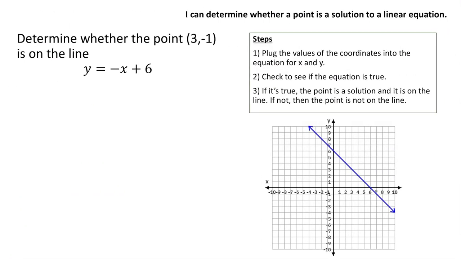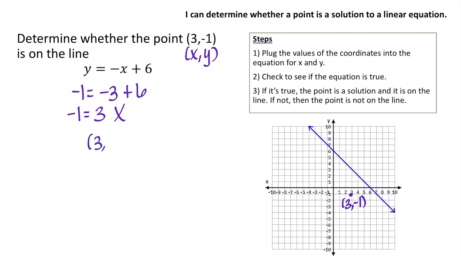Now let's determine whether the point (3, -1) is on the line. Let's find the point (3, -1), and you can see that it's out here, so it should not be on our line. Let's verify this algebraically. I'm going to label this point (x, y). When I plug it in, I get -1 = -3 + 6. This is telling me that -1 = -3 + 6, which is 3, which is not true. So (3, -1) is not on the line, which we already found by looking at the graph.